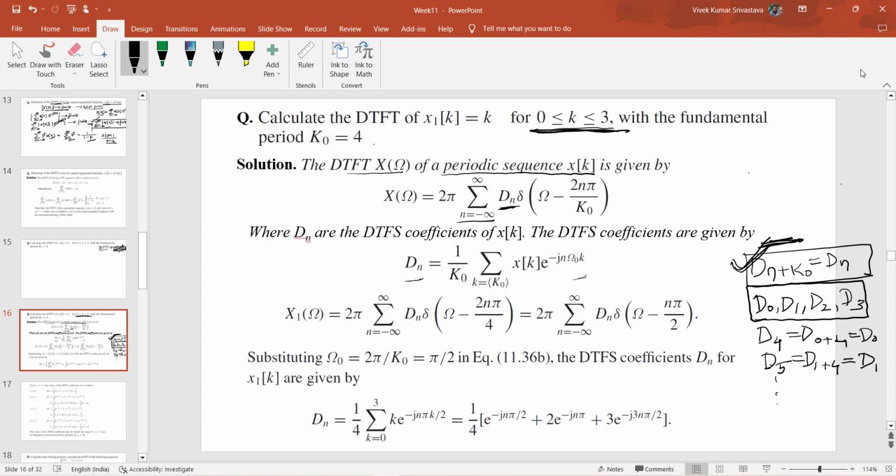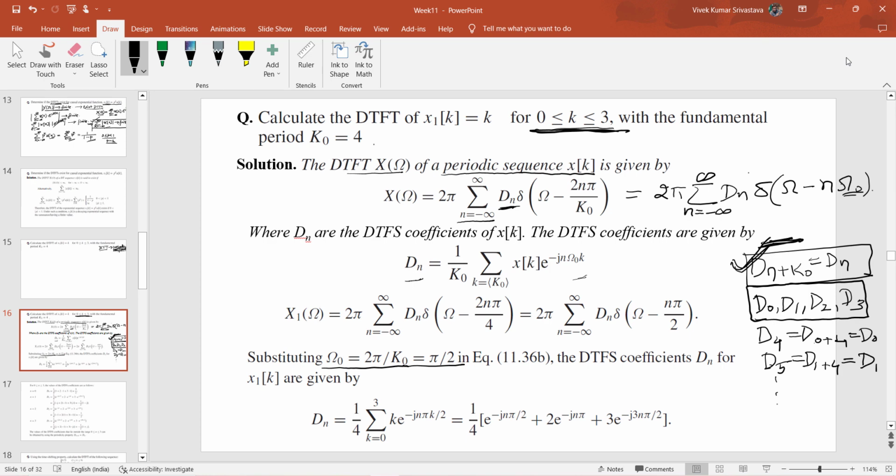Yeah, so we can also write it as 2 pi summation n varies from minus infinity to infinity, dn delta of omega minus n omega naught. First of all we have to evaluate what will be the value of omega naught. Here k naught is given to us in the problem, which is 4. So we will put the value of k naught 4 here, and after solving we will get that the value of omega naught will be equal to pi by 2.